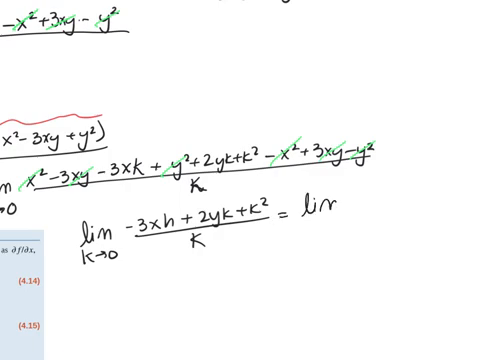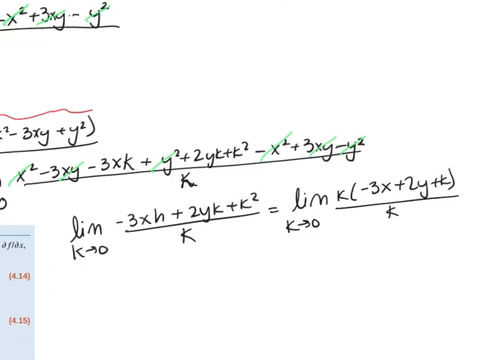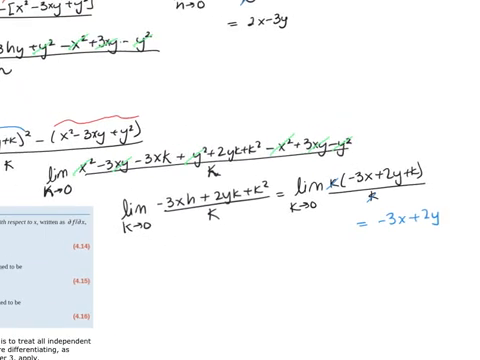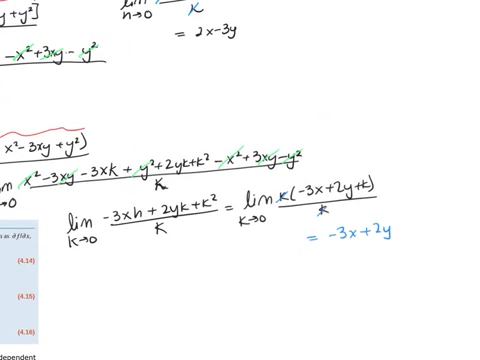I'm going to factor out of the numerator a k, leaving me (3x + 2y + k) divided by k. My k's are going to cancel, leaving me, as a direct substitution as well, negative 3x + 2y. Now you notice that these are not the same thing. When I went with respect to x, I got this, and with respect to y, I've got this.